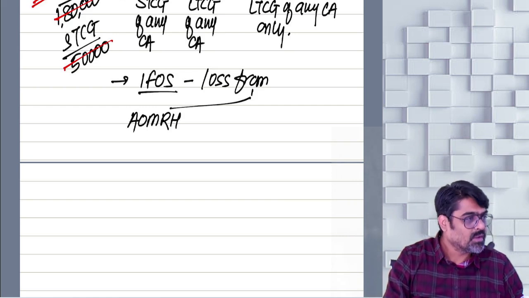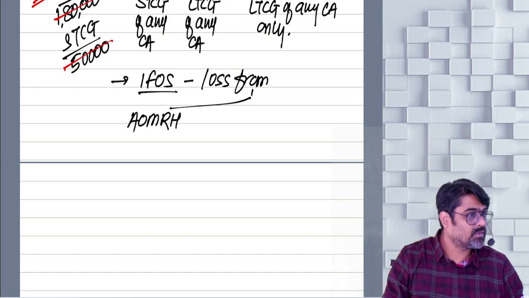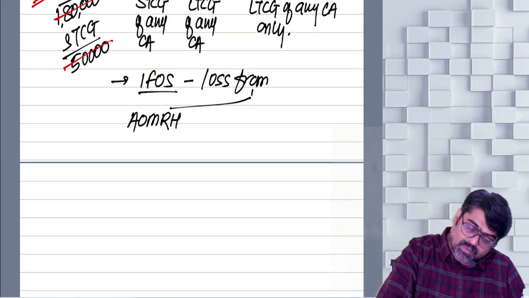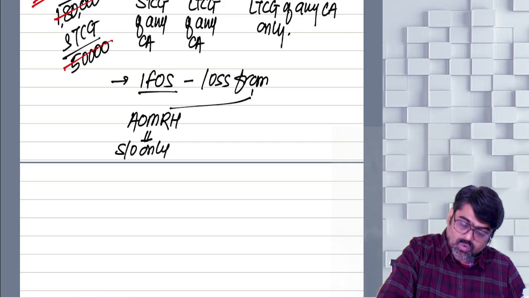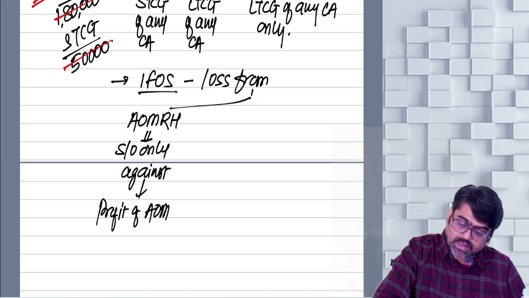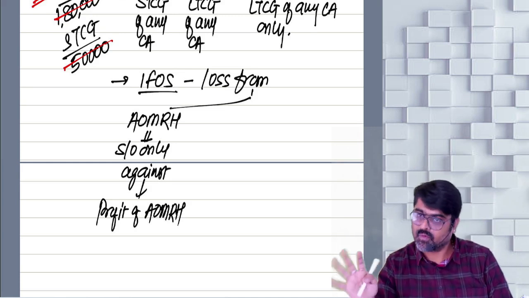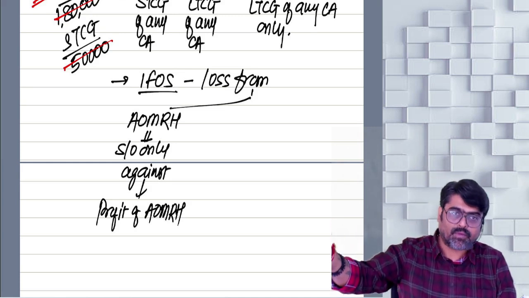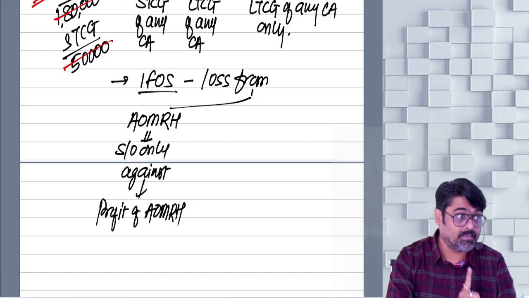But we are not such fools that we will allow you this against other sources of income under the head IFOS. So, loss from an activity of owning and maintaining racehorses can be set off only against what? Profit of an activity of owning and maintaining racehorses. Yes or no? Is any other activity of owning and maintaining racehorses there? Yes. Giving you a profit? Yes. From that activity you set off this loss. But this loss will not be allowed to be set off against any other source of income. Please remember this. Yes or no?